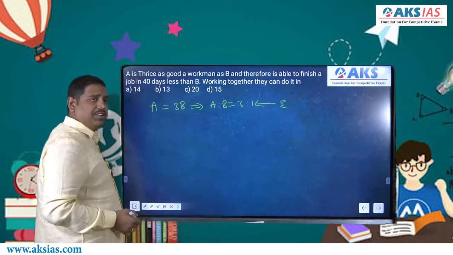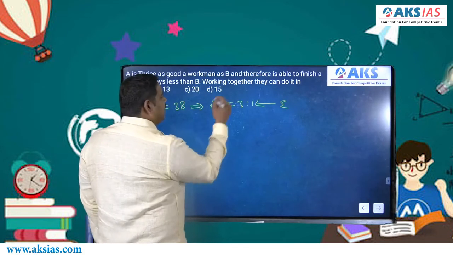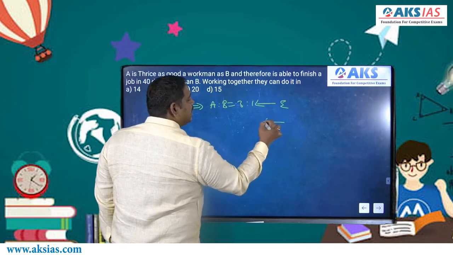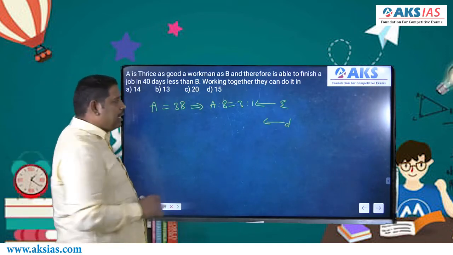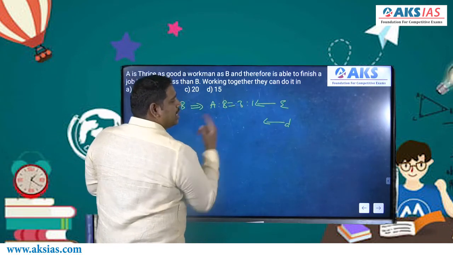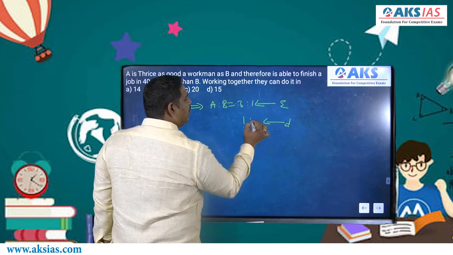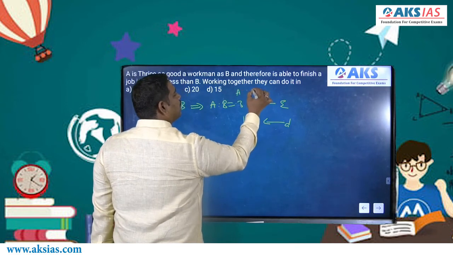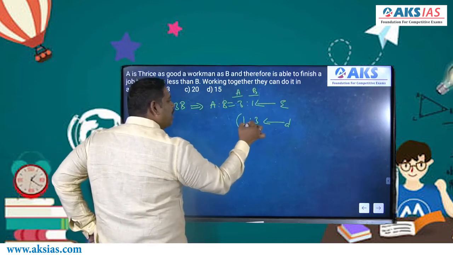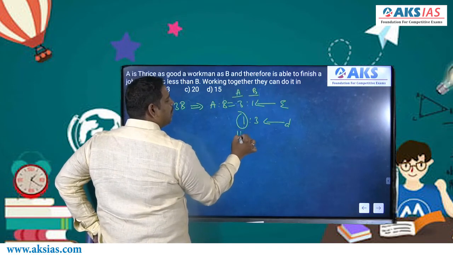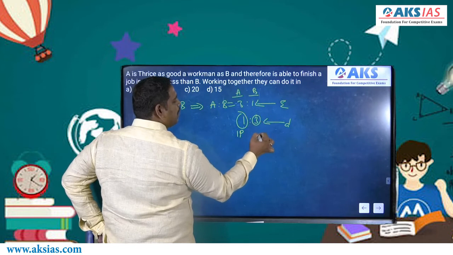Now, if you go in terms of days, we know that efficiency and days are inversely proportional. That means this 3 is to 1 reverses, right? Reverses means how many days they take? 1 is to 3. That means if you observe, if A requires 1 part time, B requires 3 parts time.